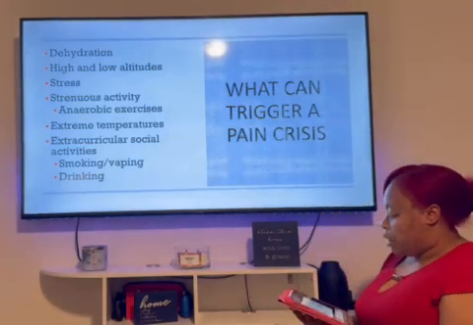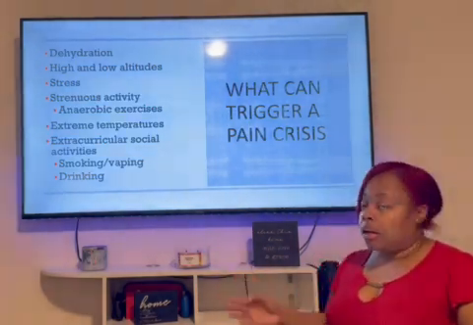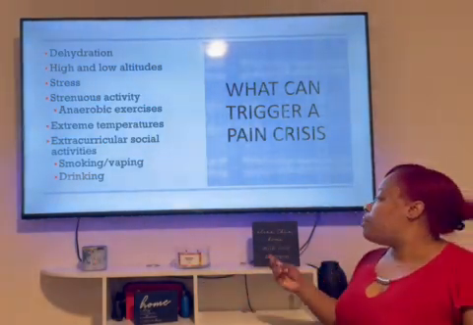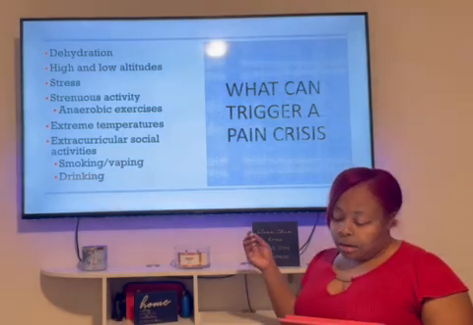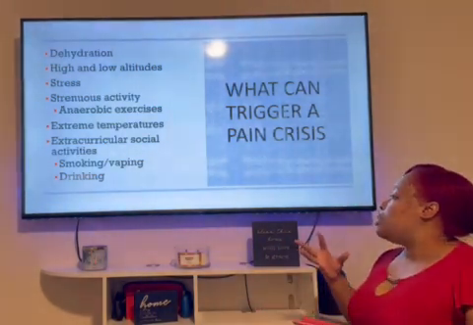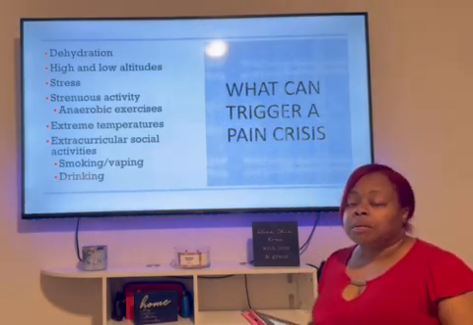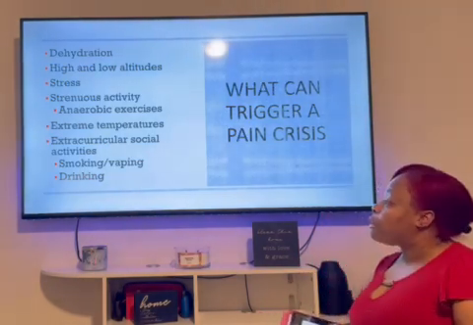Limiting extracurricular activities such as smoking, vaping, and drinking, because smoking and vaping and drinking can take away the oxygen within your blood system, which can cause damage and affect the red blood cells because they're not getting oxygen because you are smoking, drinking, or vaping.